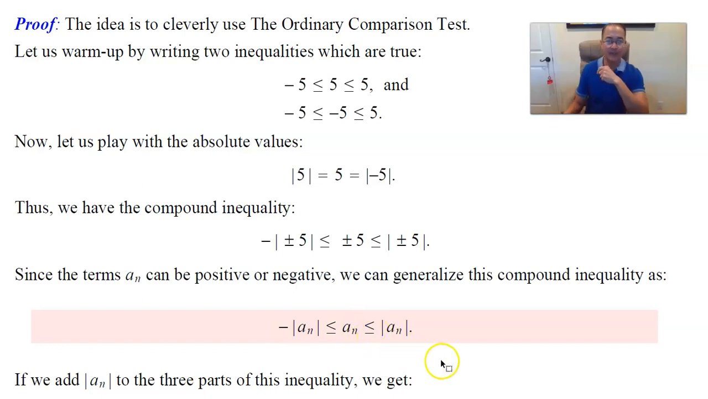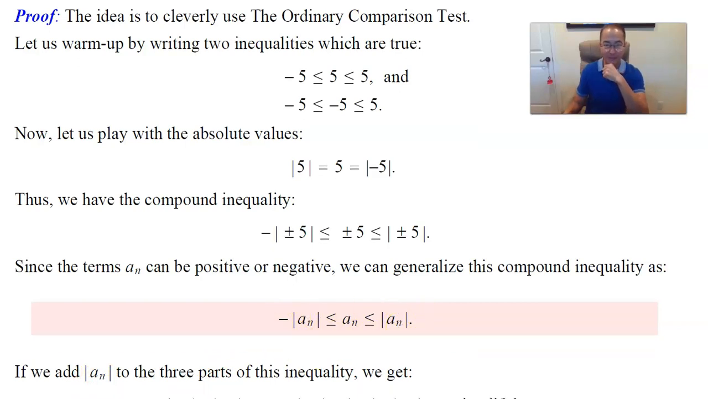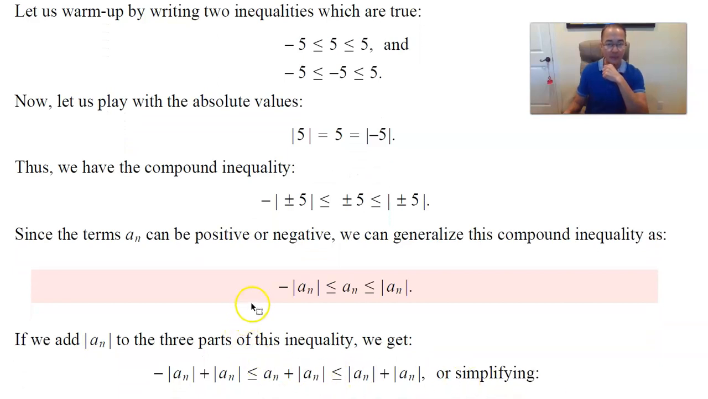Now here's the magic. Remember that we can use the ordinary comparison test only on series with positive terms. They don't work on alternating series. They don't work on series where sometimes the terms are negative. So what we're going to do is add the absolute value of a_n to all 3 parts of this inequality. Watch. There we go. Add the absolute value of a_n on the left, in the middle, and on the right.